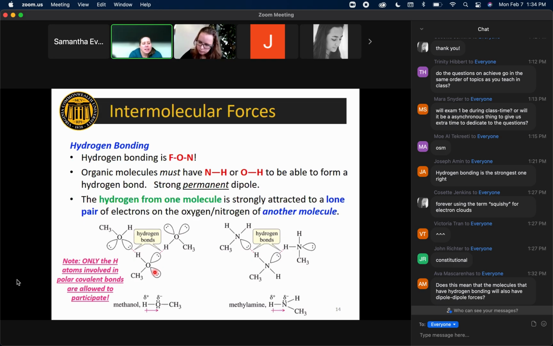Someone in the chat box has asked, does this mean that the molecules that have hydrogen bonding will also have dipole-dipole forces? That's a great question, and the answer is yes. By and large, I think this is a universal statement. If you have a molecule that's capable of hydrogen bonding, then that molecule also has some strong dipole on it, and so it's also able to participate in dipole-dipole forces. But the hydrogen bonding forces are so much stronger that they are what dictates the physical properties of that molecule. That makes sense?